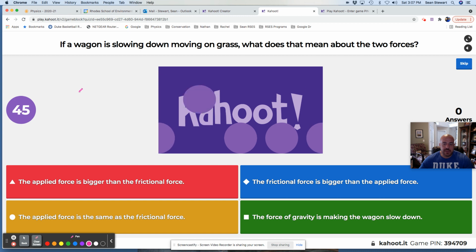Remember, applied means the pushing or pulling. Friction is what slows things down. And this says it's slowing down. So that means friction has to be bigger than applied. Friction, slowing down, is bigger than the pulling force, so the wagon would slow as a whole. Blue is correct.